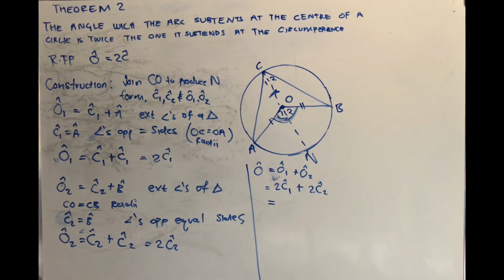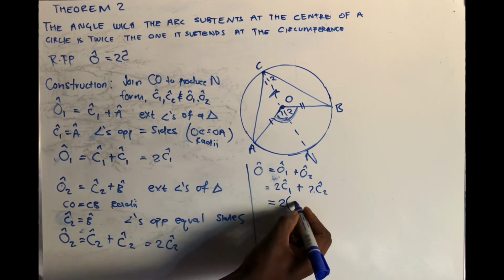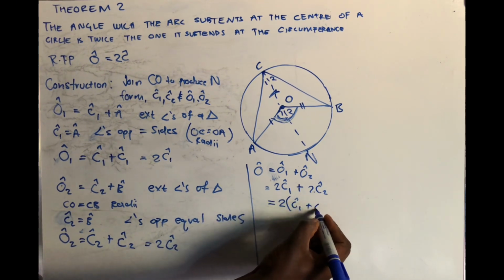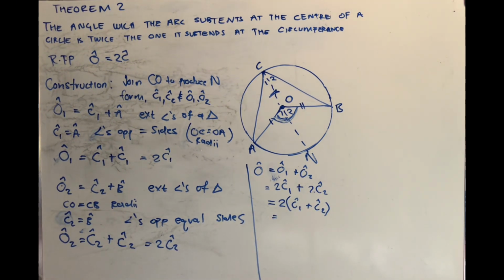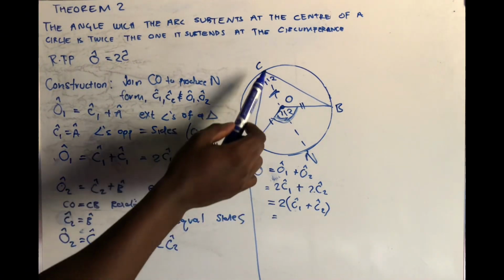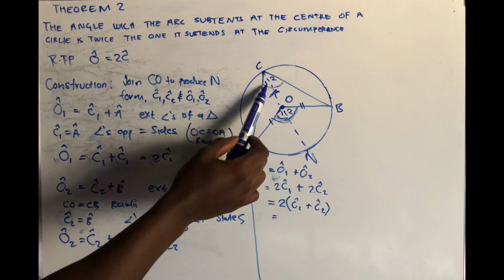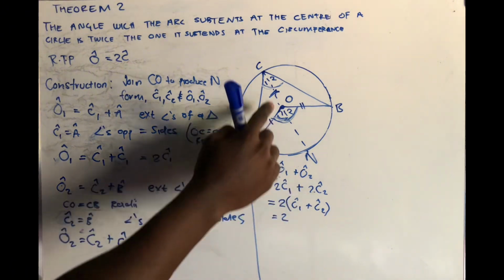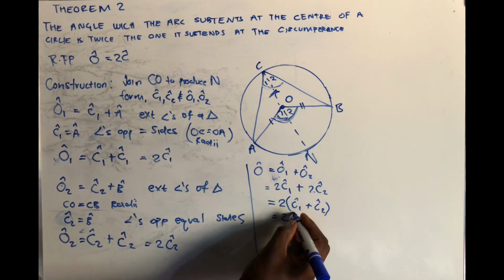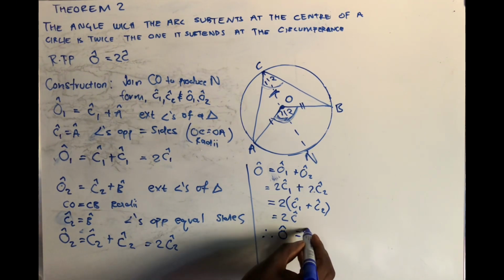Now we take out the common factor. 2 is the common factor. We have 2 times angle C1 plus angle C2. If we look carefully at the diagram, C1 plus C2 gives us the whole of angle C. So angle C is made up of C1 plus C2. That means we can replace C1 plus C2 by the whole angle C. Therefore, angle O is equal to 2 times angle C.